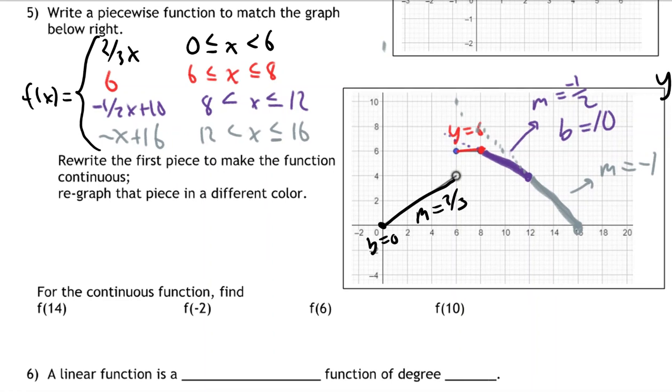Okay, there's multiple correct answers to the second part. Rewrite the first piece to make the function continuous. So if we were to take this graph, continuous, remember that means that there's no breaks in the graph, no holes, no jumps. This is a jump. There's lots of ways you could do this, but I think probably the easiest, do you see how if we just shifted this whole thing up 2, it would fit here perfectly?